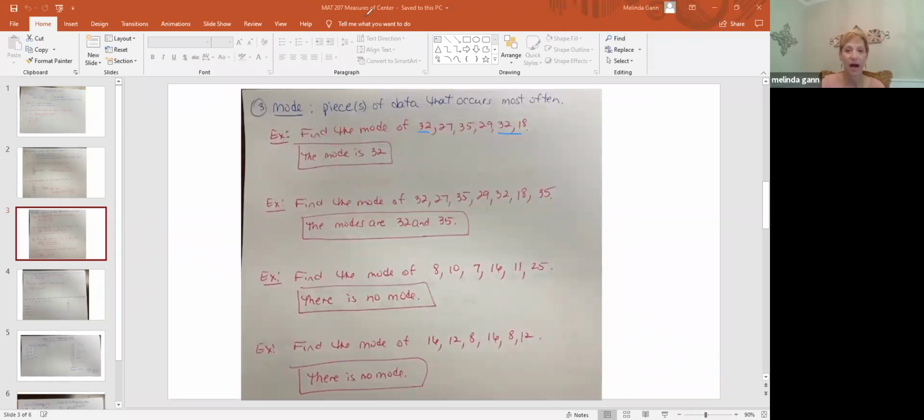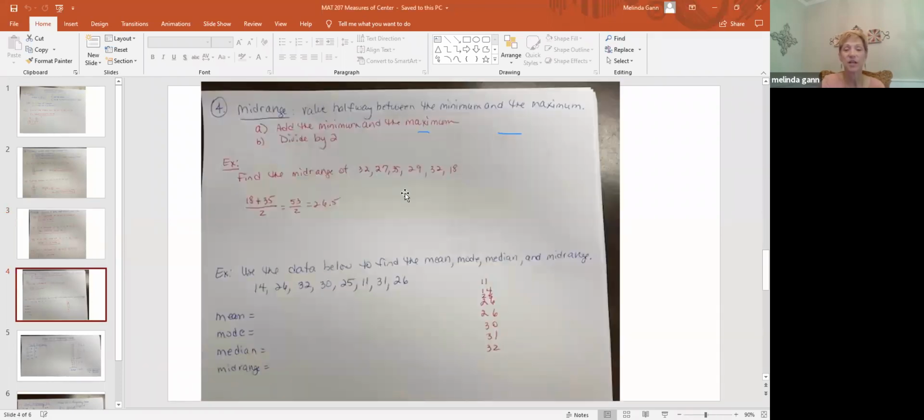Okay, so now let's go do mid-range. All right, now mid-range is the number halfway between the minimum and the maximum. Okay, the number halfway between the minimum and the maximum. All right, so let's see what we need to do. Trying to see if I can get it to kind of do something for me.